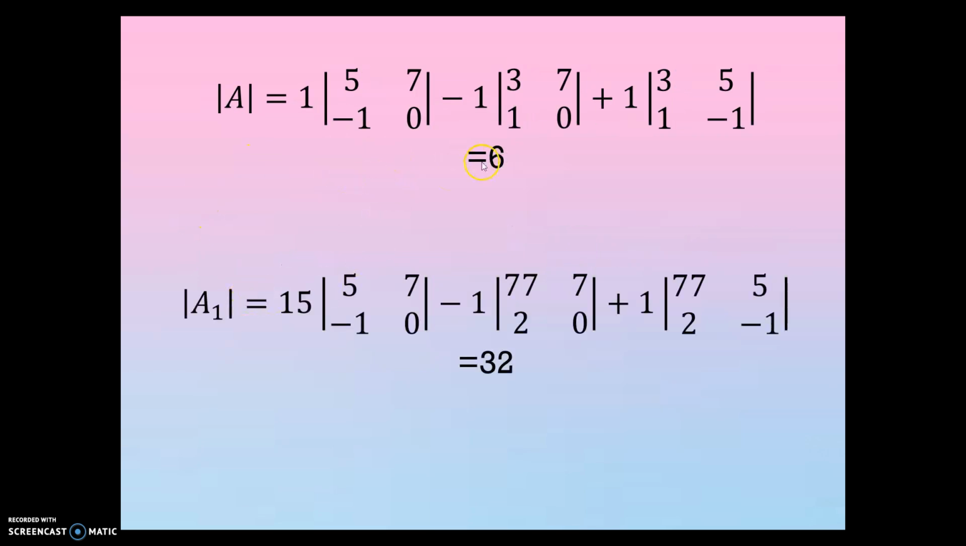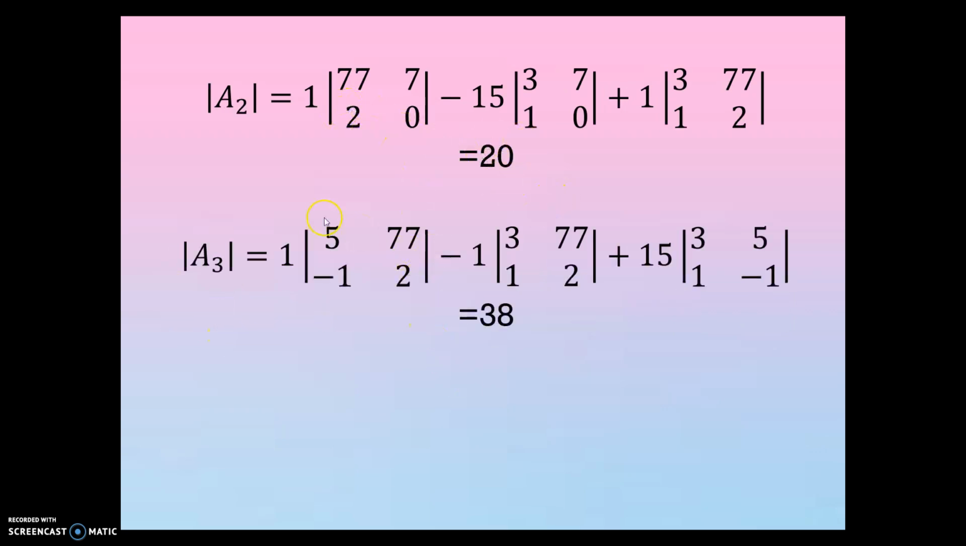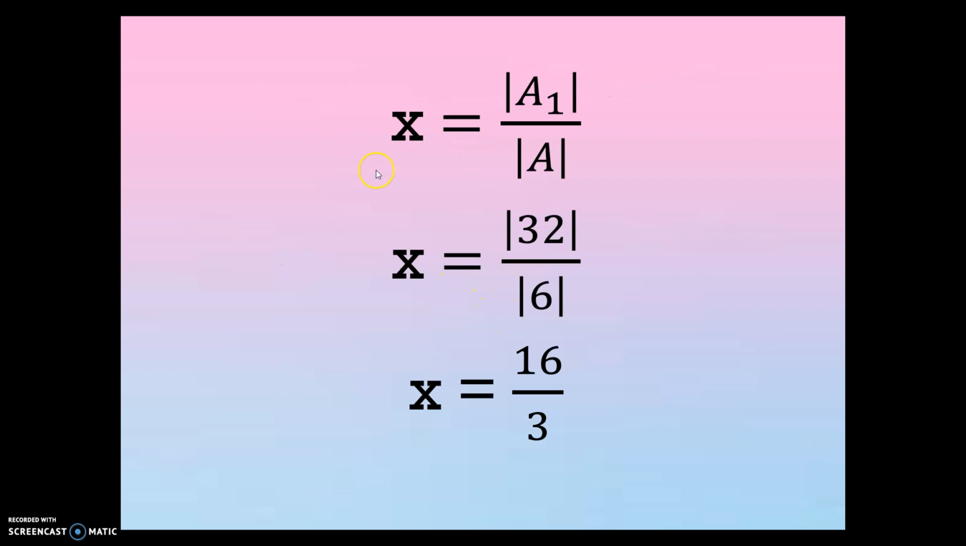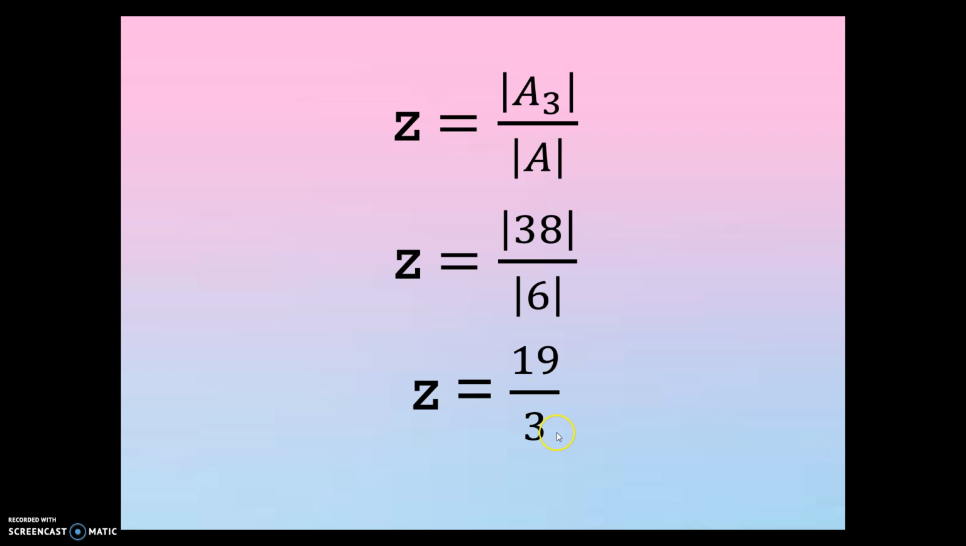So the determinant of A is 6, which means that it can be solved by Cramer's rule, because the determinant of A is not equal to 0. Meaning the equation has a solution. The determinant for A1 is 32, A2 is 20, and A3 is 38. So now we apply Cramer's rule to find the value of x. It's the determinant of A1 divided by the determinant of A. So the answer is x equals 16/3, y is 10/3, and z is 19/3.